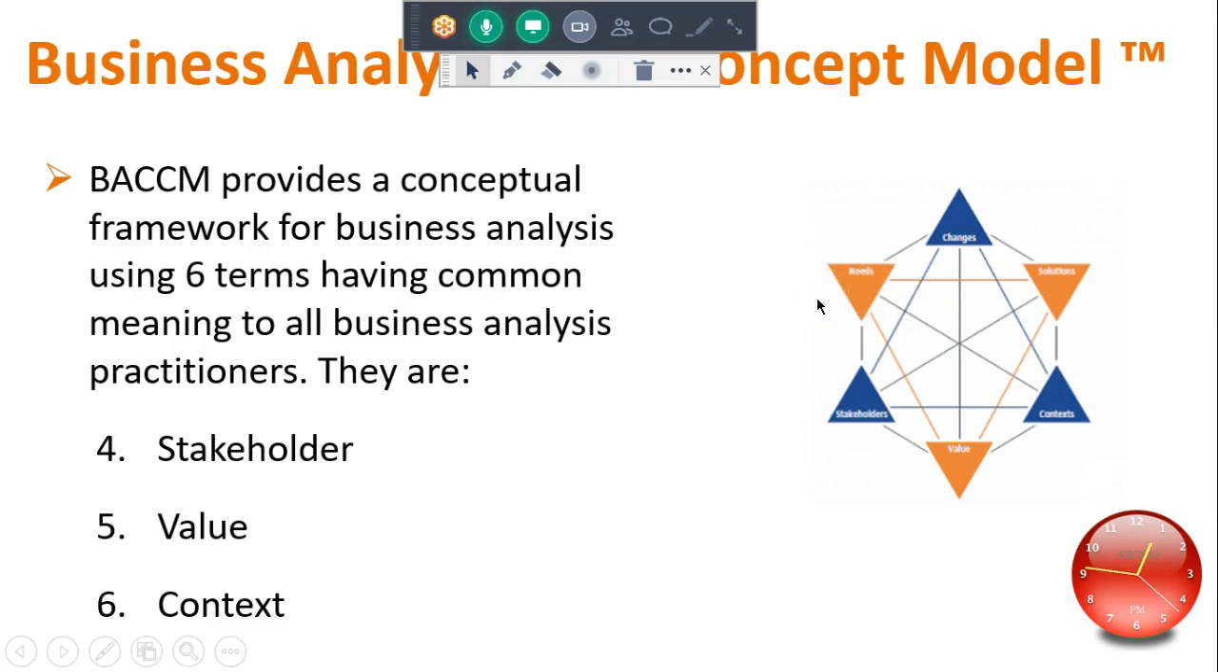And if you think about it, you could probably look at this and say, well, a context is certainly going to be involved with changes because we're always doing changes within a context. Solutions are always within a context. Needs are always defined within a context. Stakeholders are influenced by contexts, and value is influenced by the context. And you could do that kind of connection for any one of these concepts. So they all really do tie together into a nice, neat little package.